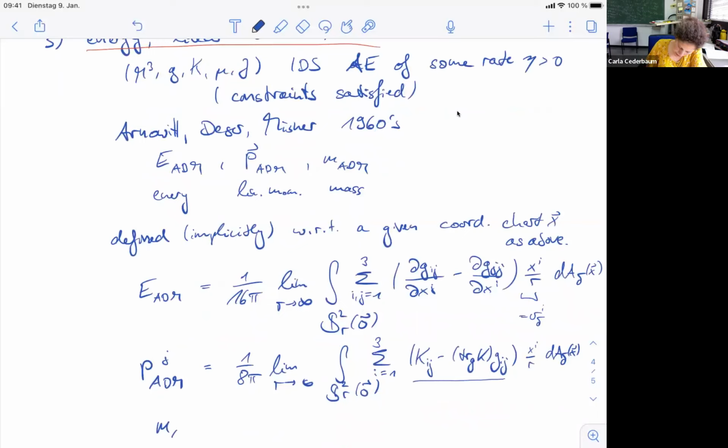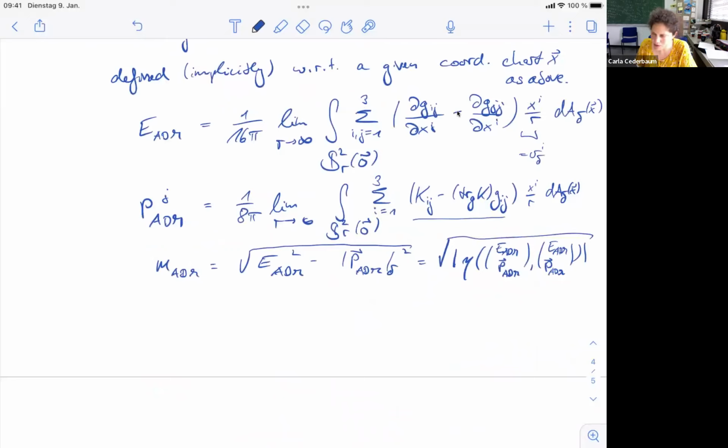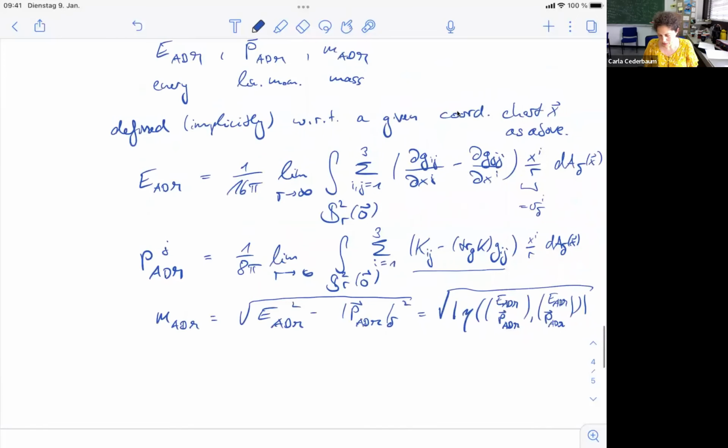And then this ADM mass is defined as the square root of E_ADM squared minus the Euclidean length of this vector P_ADM squared. Another way to express this is as the square root of the absolute value of the Minkowskian length of this energy momentum vector. Okay, so this is the Minkowskian length of this energy momentum vector, as you would expect from special relativity.